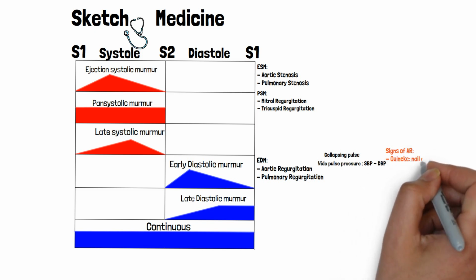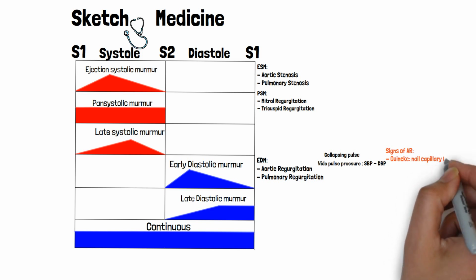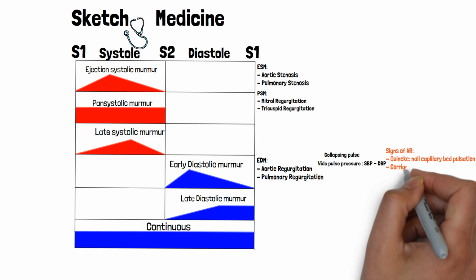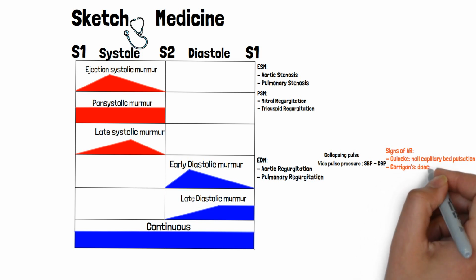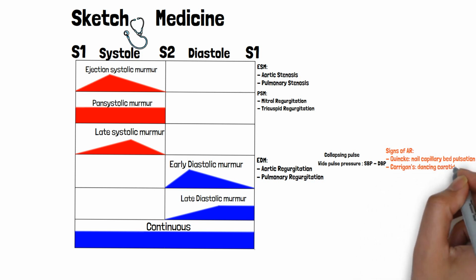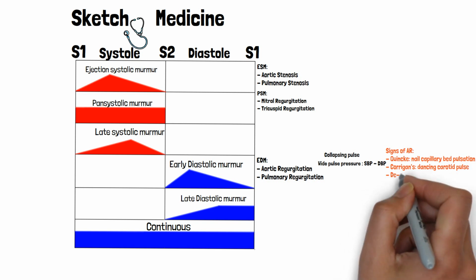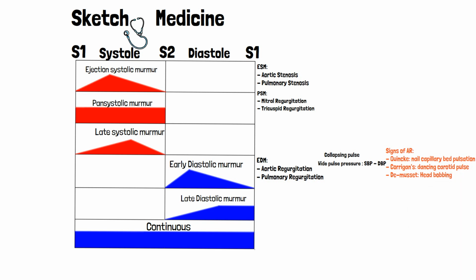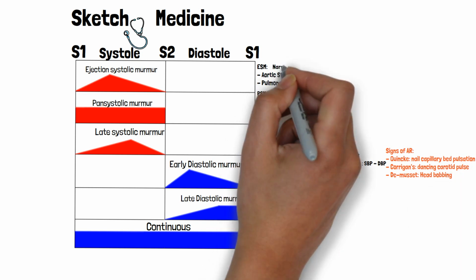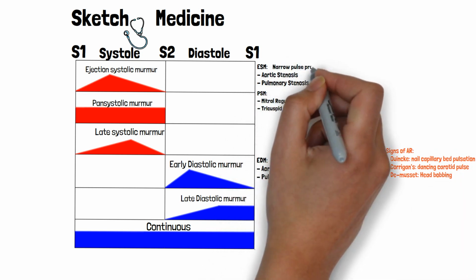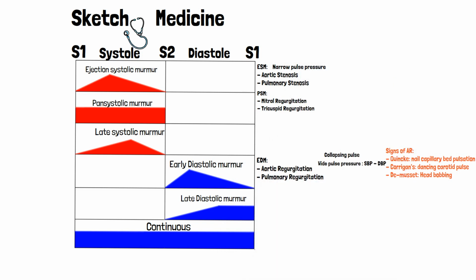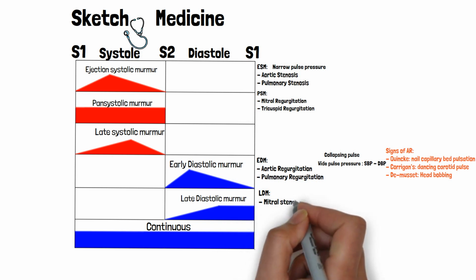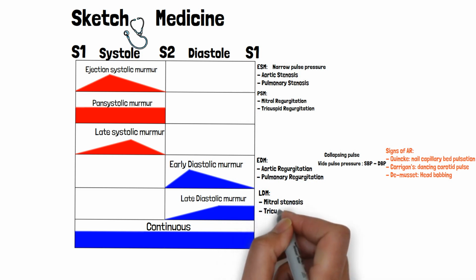First is Quincke's sign, which is pulsation of the nail capillary bed. You then have Corrigan's sign, which is a dancing carotid pulse, which you can observe at the bedside. And also you have de Musset's sign, which is head bobbing. Whilst we're here, important to note that in aortic stenosis, you have a narrow pulse pressure. With the late diastolic murmurs, you have mitral stenosis, as well as tricuspid stenosis.